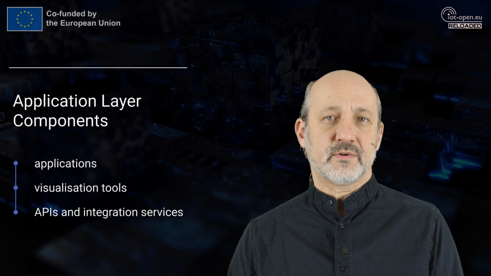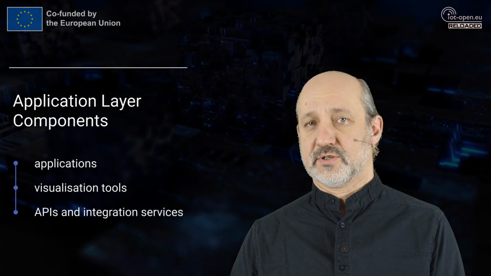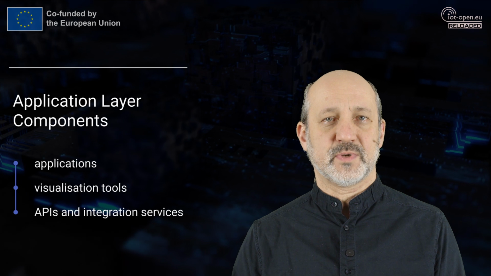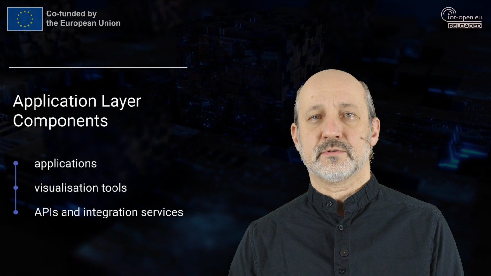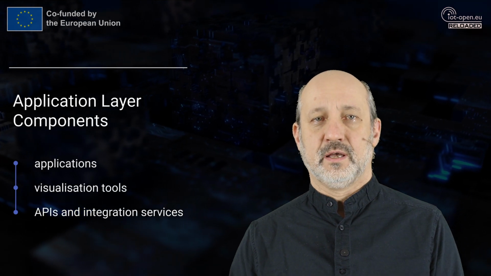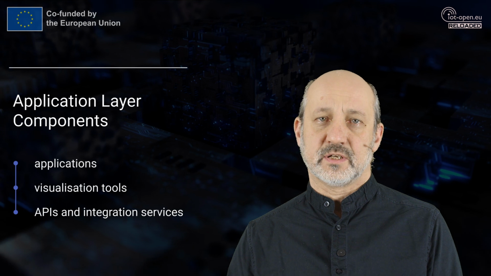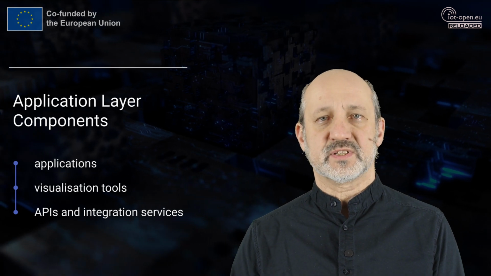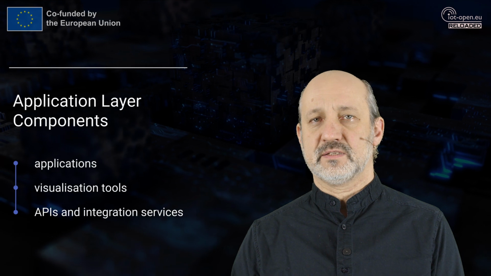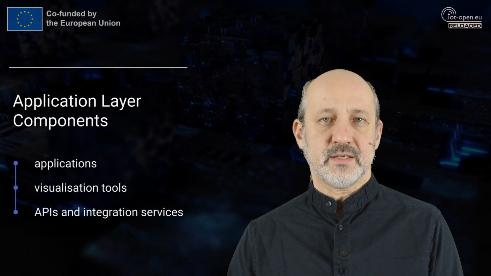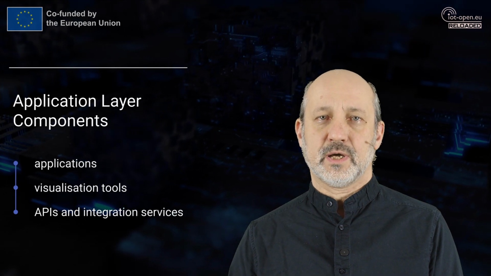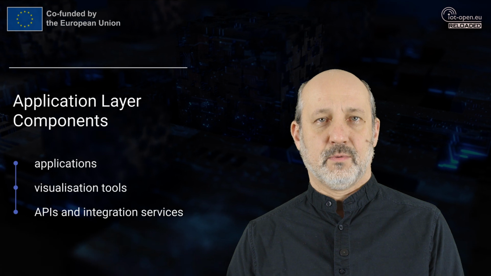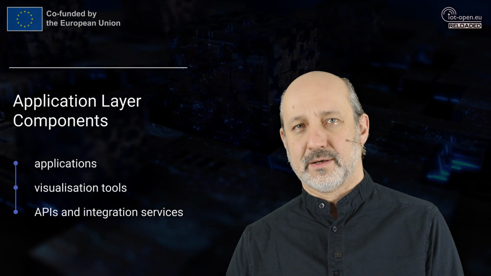The application layer is composed of applications that are solutions tailored to specific use cases such as smart home automation, industrial IoT monitoring, and healthcare diagnostics. Visualization tools such as dashboards and reporting systems that intuitively present data insights. APIs and integration services that enable connectivity with third-party applications and systems, while API stands for Application Programming Interface.